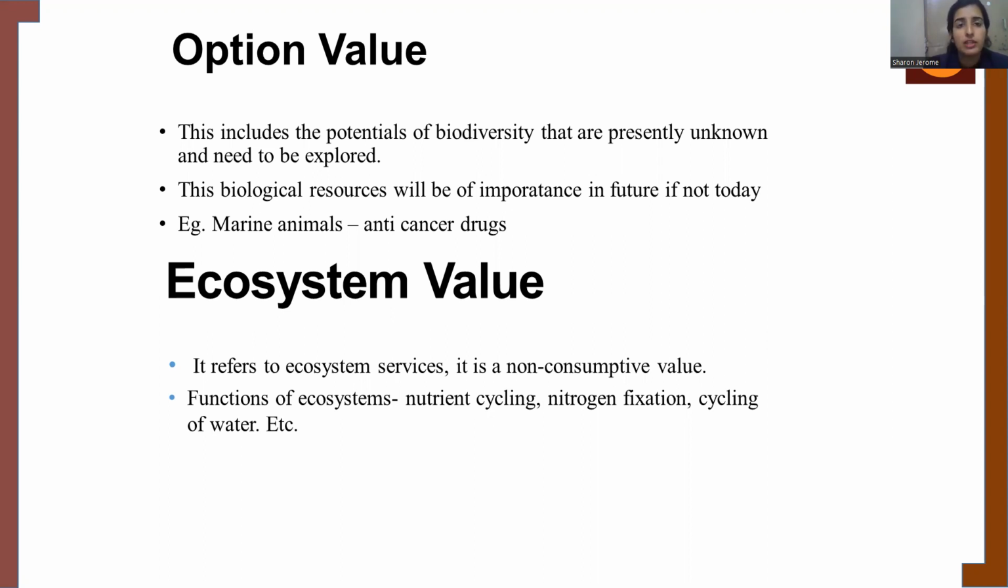When we talk about the ecosystem value, it refers to ecosystem services. It is a non-consumptive value. That is, it refers to the services provided by the ecosystem: it prevents soil erosion, it prevents floods, it maintains soil fertility, and it also helps in nutrient cycling and so on. So there is a long list of ecosystem values of biodiversity.